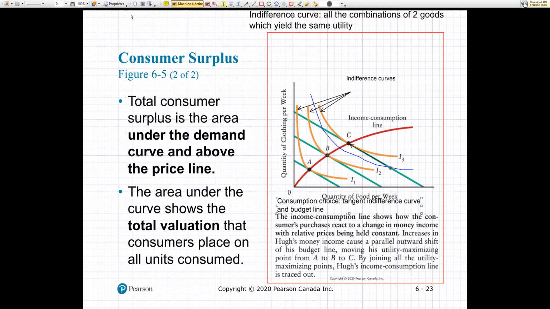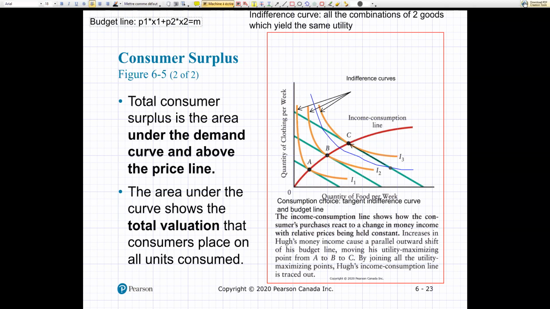So if you have a budget line, I have P1 times X1, or Q1, plus P2 times X2 equals M. So this is my spending on good 1, this is my spending on good 2, and this is my total income M. So this is a budget line.